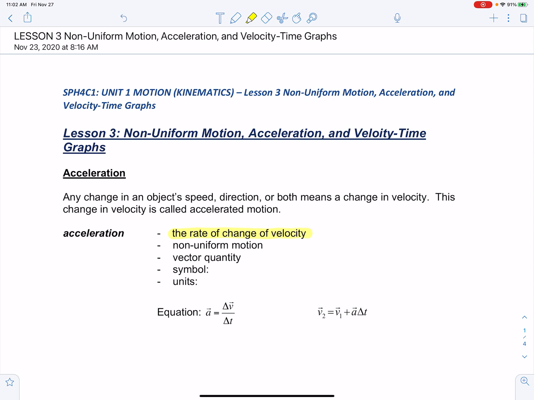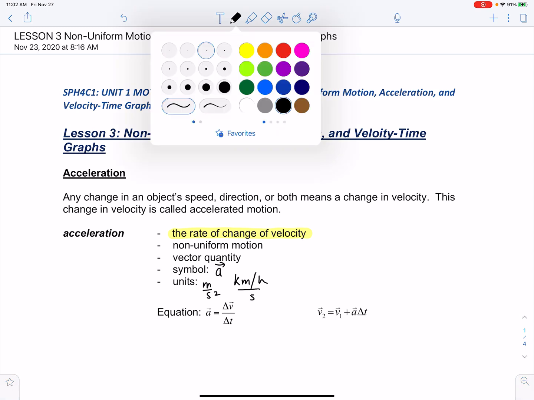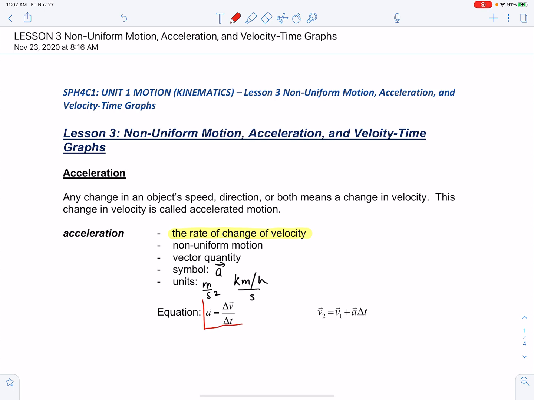It's non-uniform motion. It's a vector quantity. The symbol for acceleration is a lowercase a with an arrowhead on top, and the units are meters per second squared, or sometimes we use kilometers per hour per second. The equation for acceleration is given below.